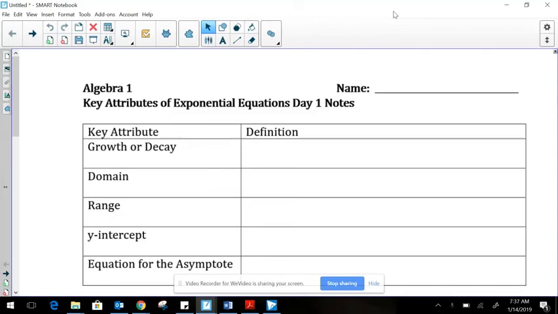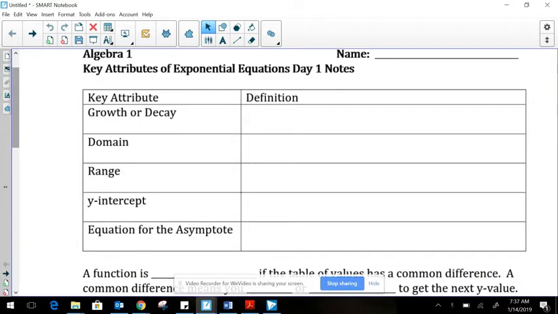Hello, everyone. Today we are beginning to talk about the graphs of exponential equations. So we've simplified exponents, we've worked with them. Now let's see how they'll look with all these different key attributes right here. Those are basically key features of this graph. So we have a few vocab words here to start with on this.